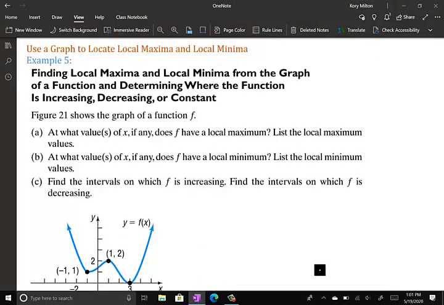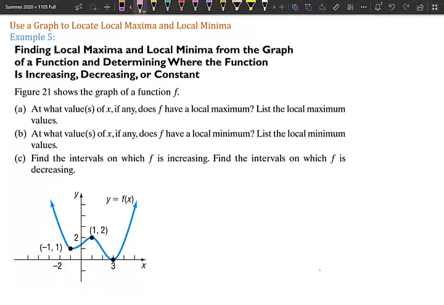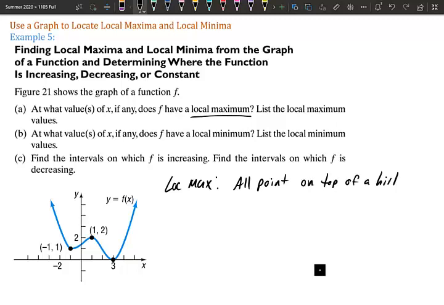Use a graph to locate local maxima and local minima. So local maxima and local minima, that's the points on top of a hill and bottom of a hill. I'll explain that more as we go along. So part A, it wants us to find the local maximum. So the local maximum, I like to think of that as all points on top of a hill. So on our graph, we look for a hill and we look for points on top.